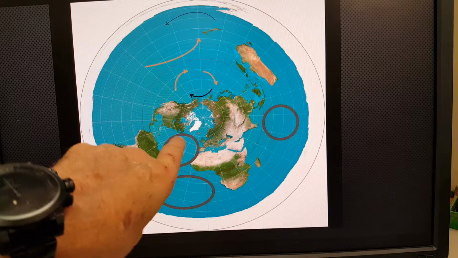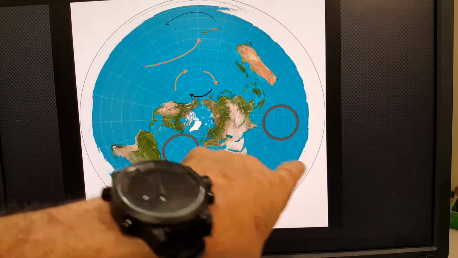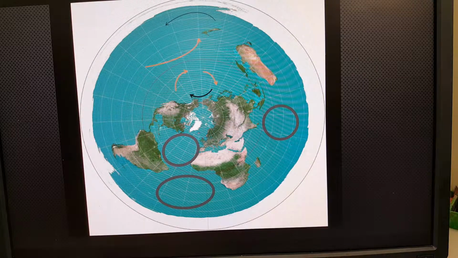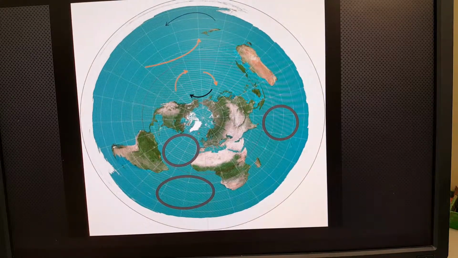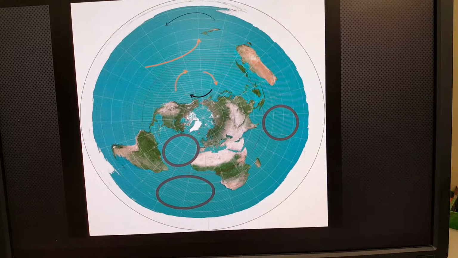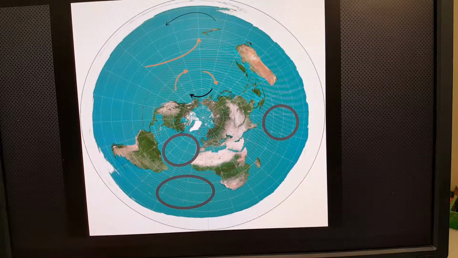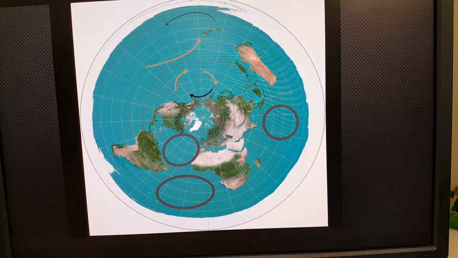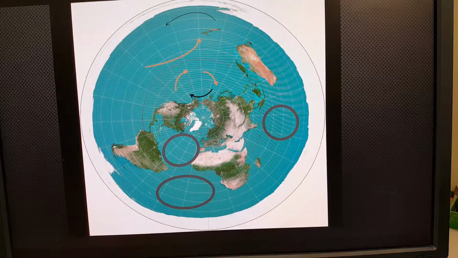Here's the North Atlantic, South Atlantic, and the Indian Ocean. And again, if there's no rotation of the Earth and it's flat, then where in the world do these prevailing currents come from? How do they originate and keep going?